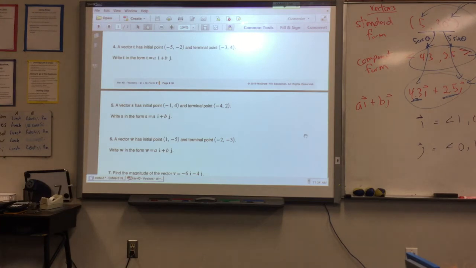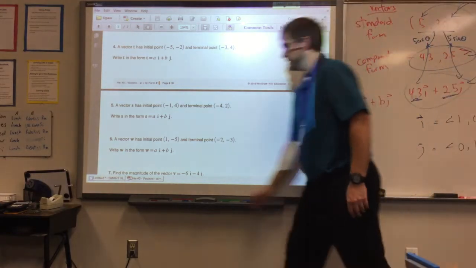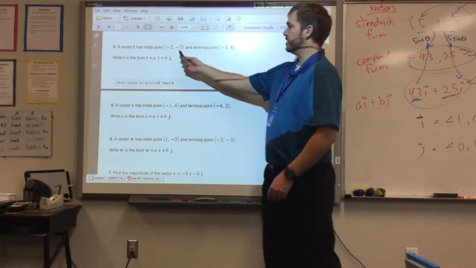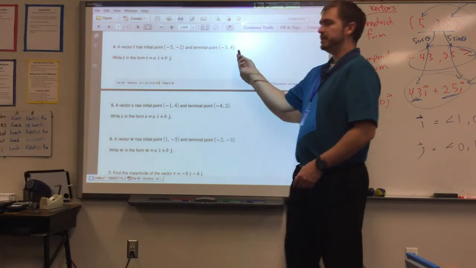A vector t has an initial point (-5, -2) and a terminal point of (-3, 4). Write t in the form t = ai + bj. So it's kind of like that first one that we just did, but now we don't have a graph. It's just telling us the problem. Okay? So we're starting at (-5, -2), and we're ending here.